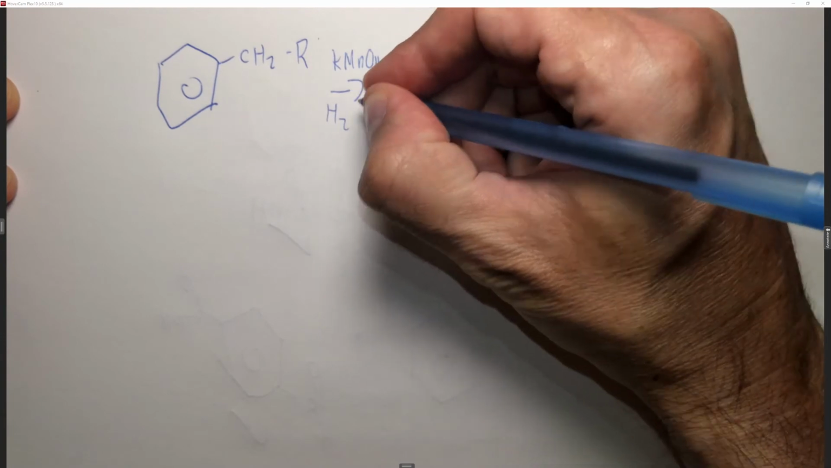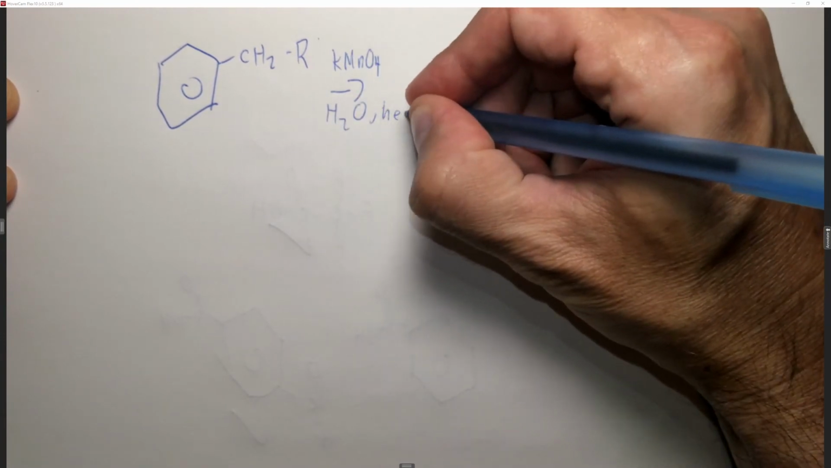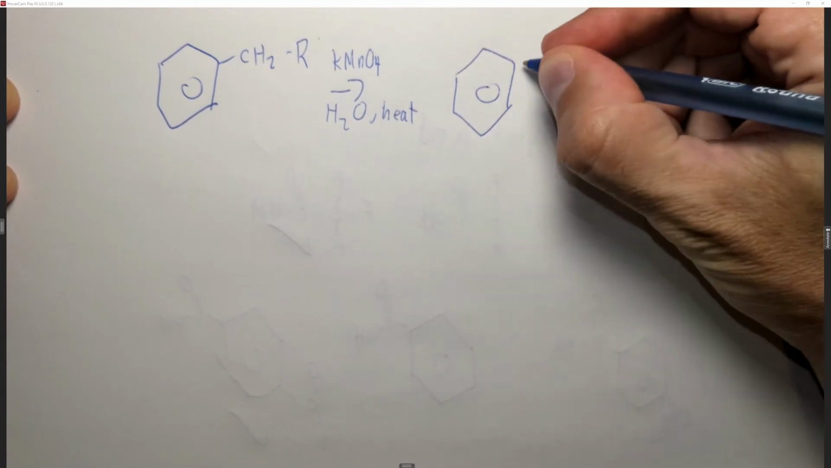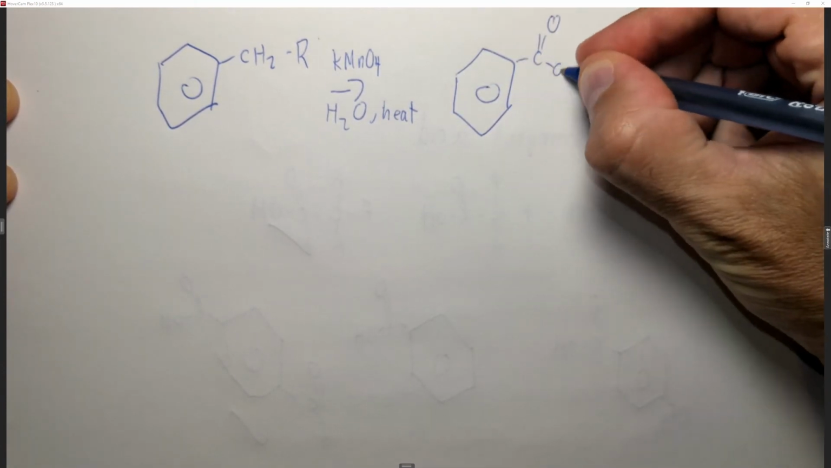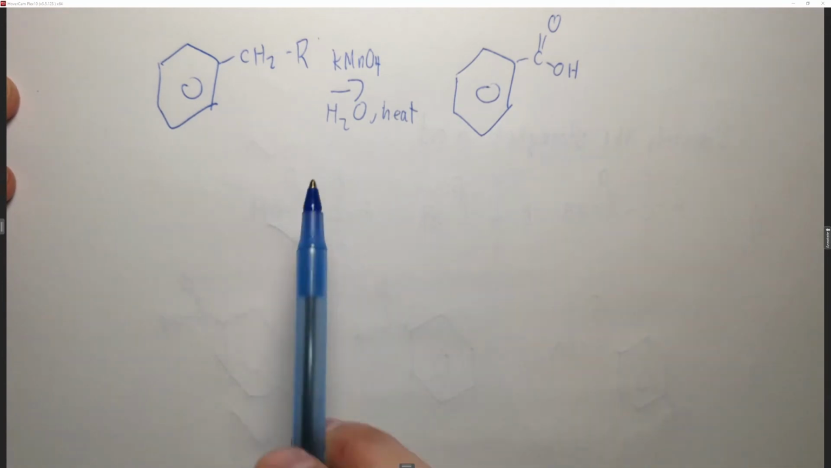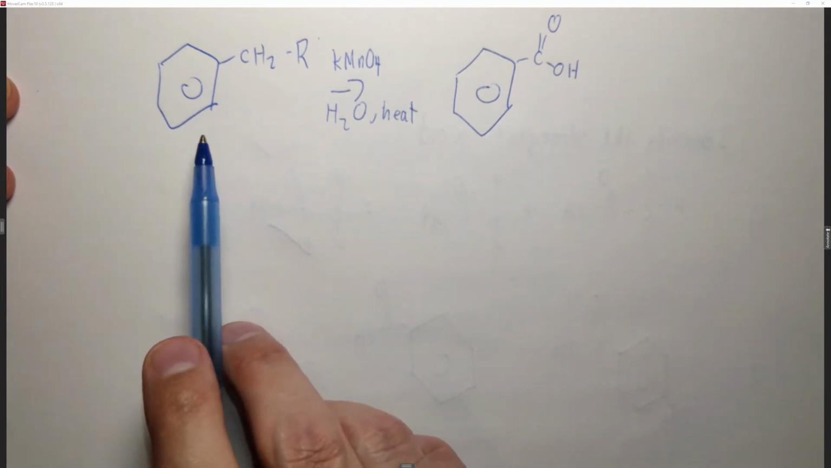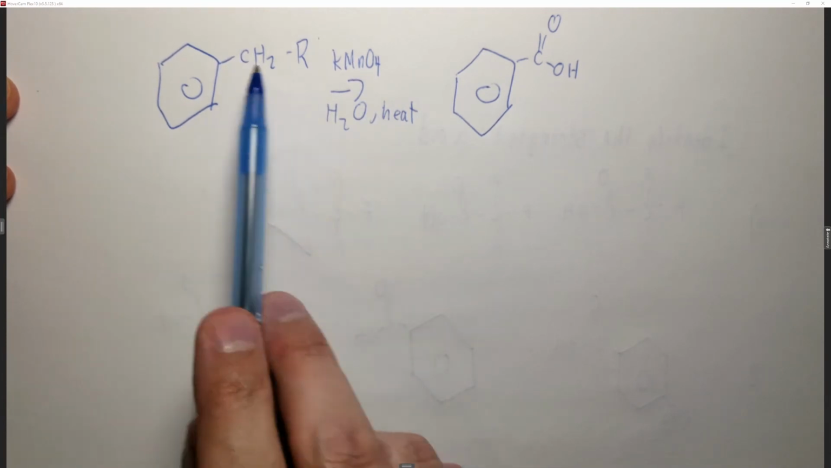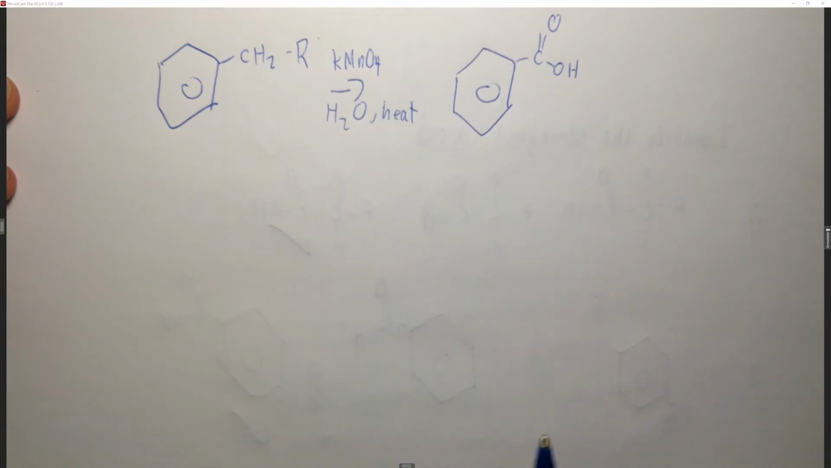Typically this is done in water with some heat, delta or just the word heat, and what we end up with is the carboxylic acid. And when we learned this before, we talked about how we're not actually going to cover the mechanism of this, and we're not going to cover the mechanism of it here as well. But essentially, primary and secondary alkyl benzenes, we can cleave these off.